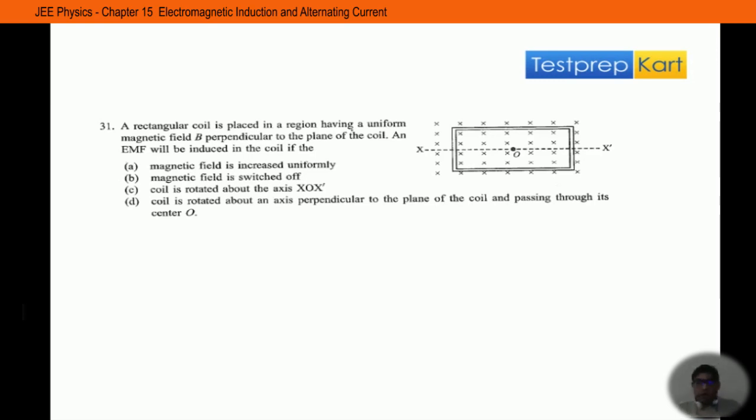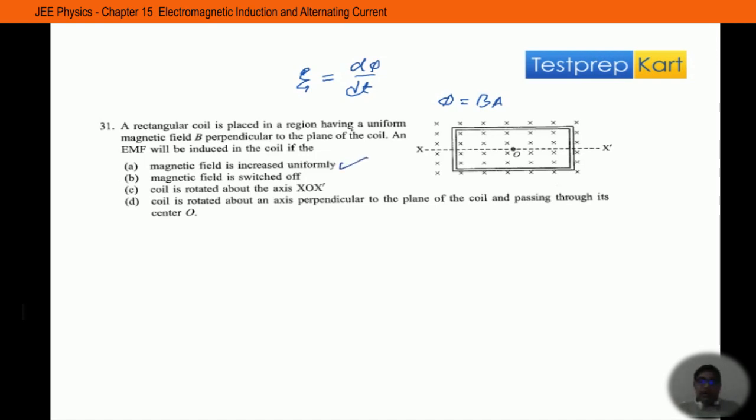So in this question we can see how EMF is induced in this case. Okay. So we already know that EMF induced in a coil depends on the rate of change of flux. Okay. So there must be a change in flux for the induction of EMF. Okay. So let's look at the options one by one. If your magnetic field is increased uniformly, then definitely the flux passing through this coil will increase with respect to time. So there will be an induced EMF. So this option is right.